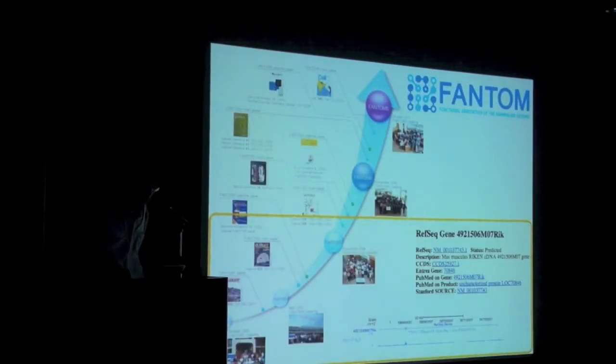First, I'd like to introduce FANTOM, a functional annotation of the mammalian genome. This is the fifth round of this project, and we initiated it as a full-length cDNA annotation. It was not initiated by myself, but by my colleagues here. One of our resources was used as a gene name, and this was our clone number. This was our previous history, and we are now in the fifth round.